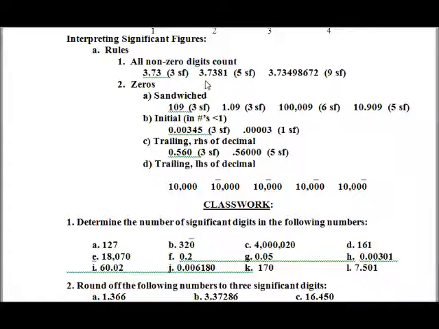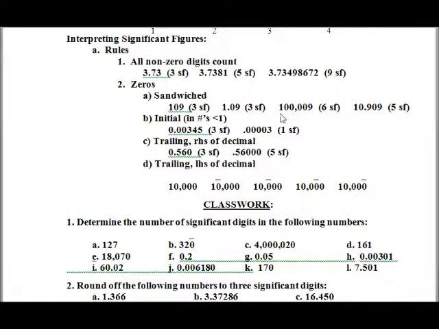When there's zeros involved, it depends on where they're located as to whether or not they're significant. If they're sandwiched between 2 regular digits, then they are significant. 109. The 0 is in between the 1 and the 9. So that 0 in the middle is significant, which brings the total to 3 significant figures. If there's a decimal involved, but the 0 is still sandwiched, then it's still significant. So 1.09 is 3 significant figures.